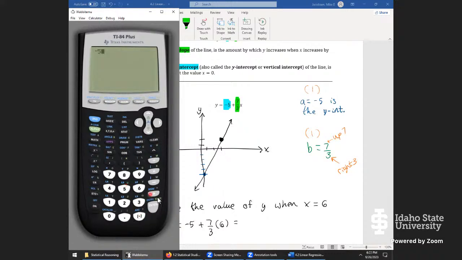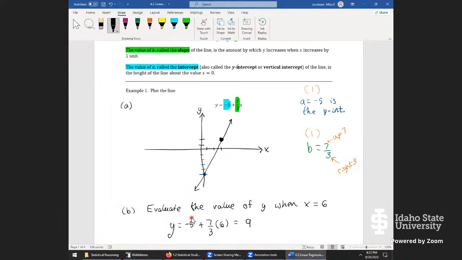I'll just go -5 plus 7/3 times 6. And that gives us the value of 9 altogether. Double checking, if we did this by first principles, 3 cancels into 6, leaving a 2, times 7 gives us 14, -5 would take us down to a 9. So we get a value of 9 on this problem here. Well, any questions at all, folks, on running through these?